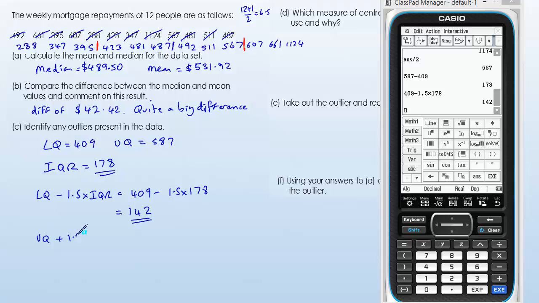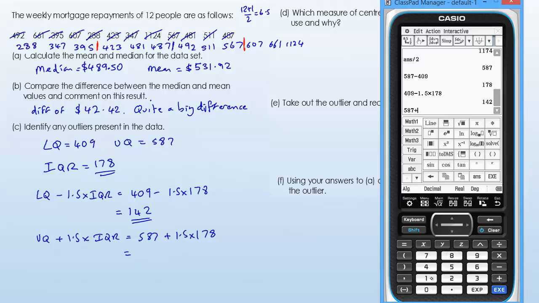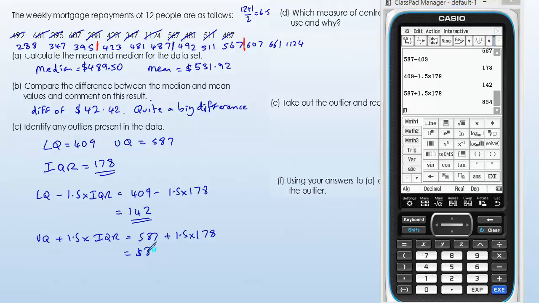Upper quartile, add 1.5 times IQR. Well, the upper quartile we said was at 587, and then we'll add 1.5 times 178. So 587 add 1.5 multiplied by 178 gives us $854. So 854, the 1124 is an outlier.